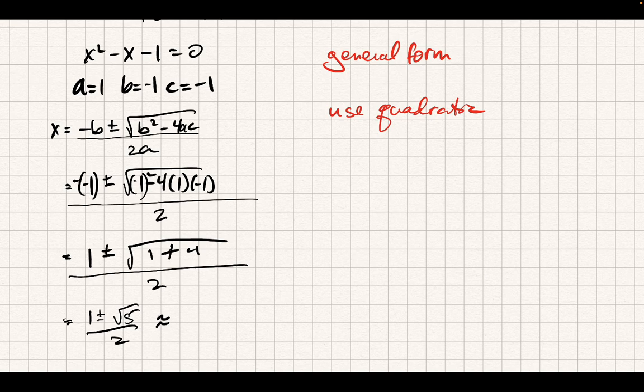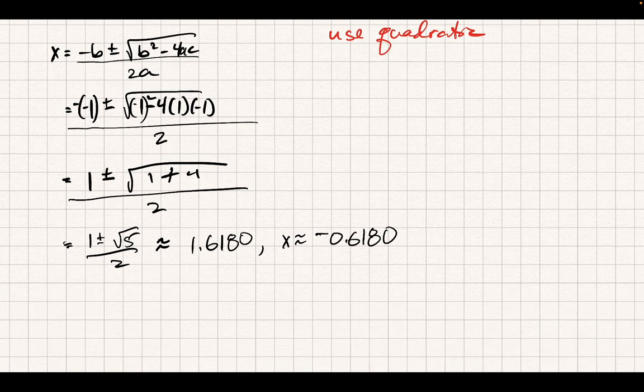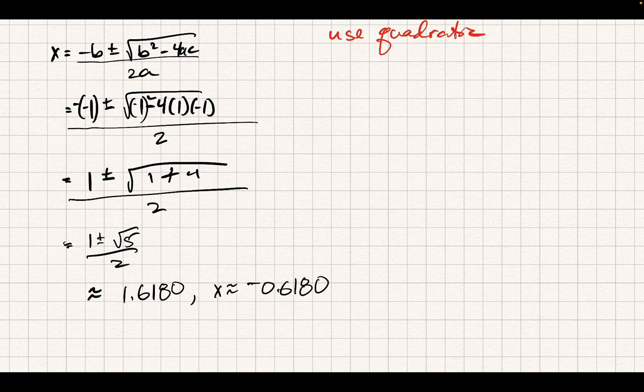Approximately equals 1.6180 or negative 0.6180. Yeah. So here's my 2 values of x. I'm going to write this down. So I'm going to say x approximately equals these, and it's to the precision that I asked for.